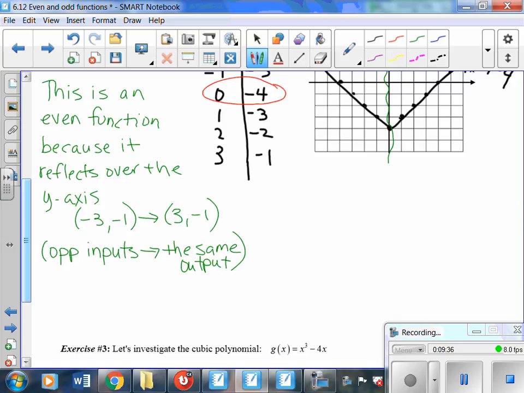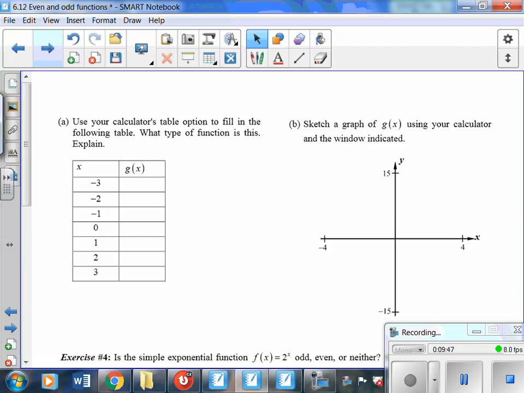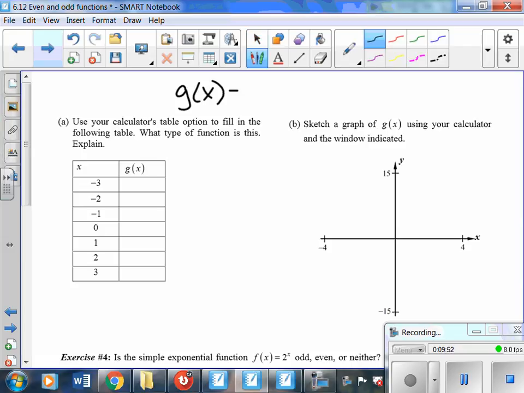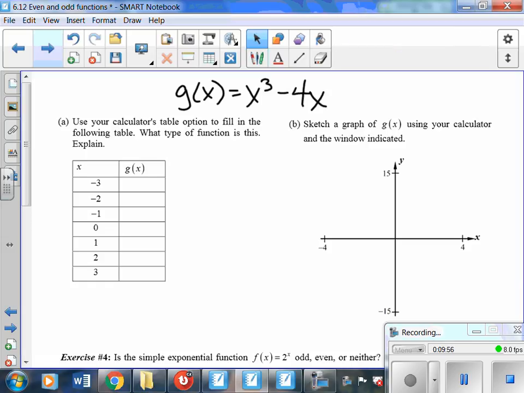Okay, exercise 3 is at the bottom of this page, but I'm going to move to the next page and just write the function there. So the function that we're talking about from the page previously is this. That's the only thing that I'm missing. It says use your calculator's table option to fill in the following table. So what type of function is this? Let's assume you have a calculator with you, and I will do the same.